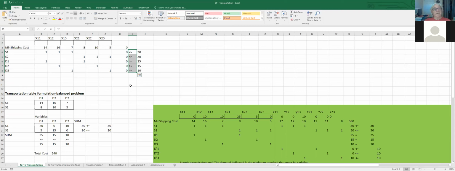Because the total supply equals the total demand, then you must use all the capacity and you must meet all the demand exactly by the measure.